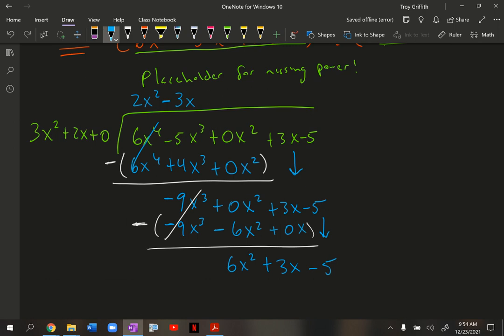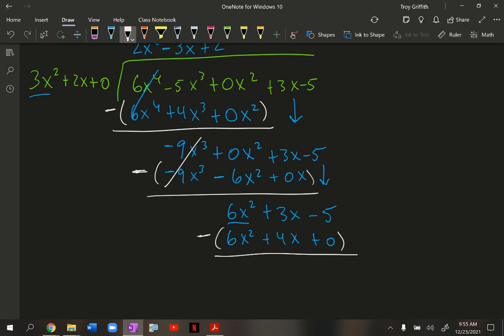Okay, so now I'm going to ask myself, 3x squared times what gives me 6x squared? That would be a plus 2. So 2 times 3x squared is 6x squared. Okay. 2 times 2x is a plus 4x. And 2 times 0 is a plus 0. And once again, I will subtract. Okay. These cancel out, 6x squared minus 6x squared. 3x minus 4x is negative x. And negative 5 minus 0 is negative 5.